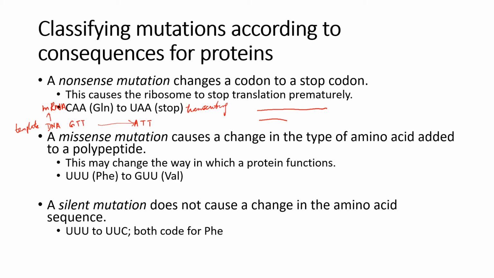A missense mutation results in a different amino acid being added to the growing protein chain. And that can also change the way in which the protein functions if the changed amino acid is chemically and physically very different than what it was supposed to be.